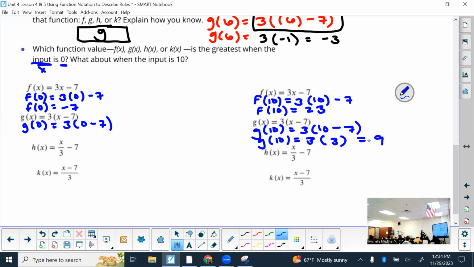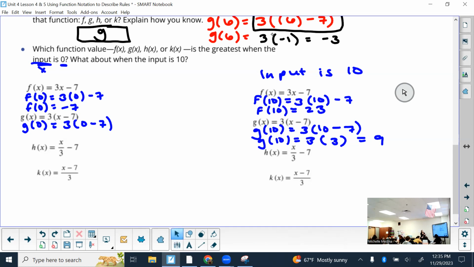9. So far, I know in this one, when we were testing when the input is 10, I know that I'm not going to pick G of x because so far f of x is greater than G of x. I still need to test h of x and k of x. Does that make a bit more sense? Okay, do that now. For the rest, if you haven't come to an answer yet. If you already did, great. Read ahead to the next activity.